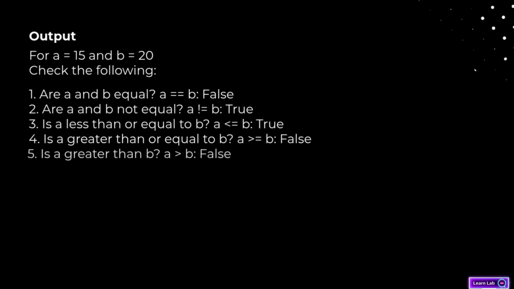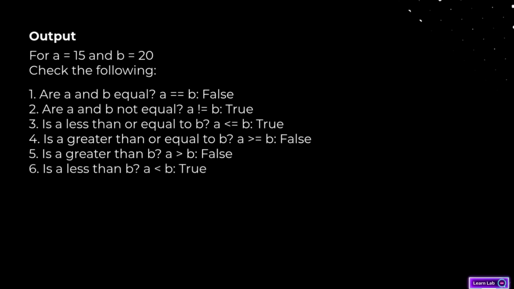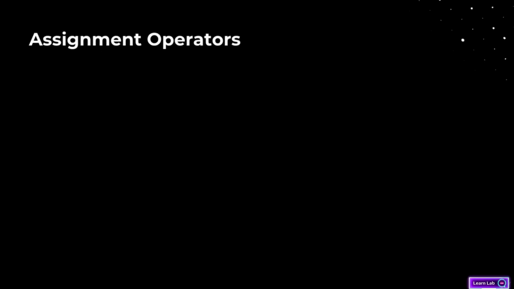The answer is false. Sixth one is A less than B. The answer is true. Next up, we will see the assignment operators. In Python, assignment operators are used to assign the values of the right-hand expression to the left-hand variable that is called operand. These operators not only assign values, but can also perform operations like addition, subtraction, multiplication, and more, all in a shorthand form.